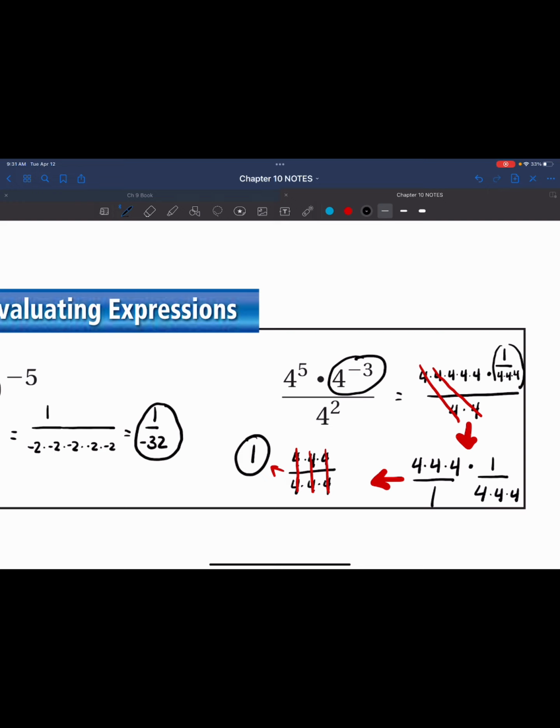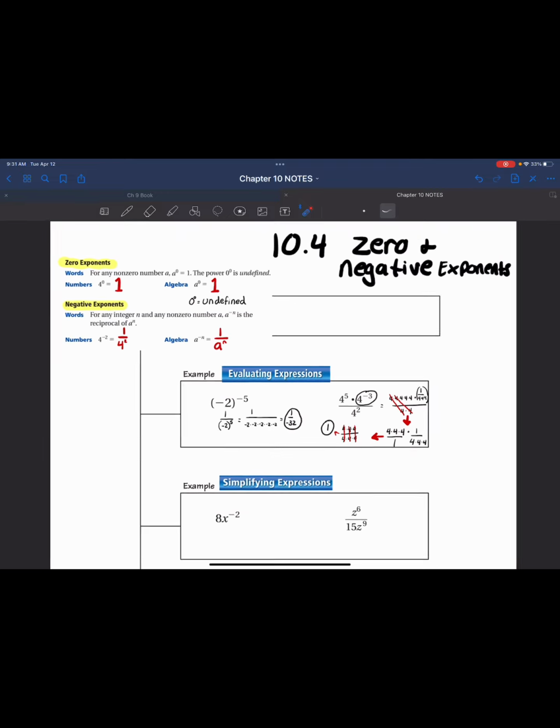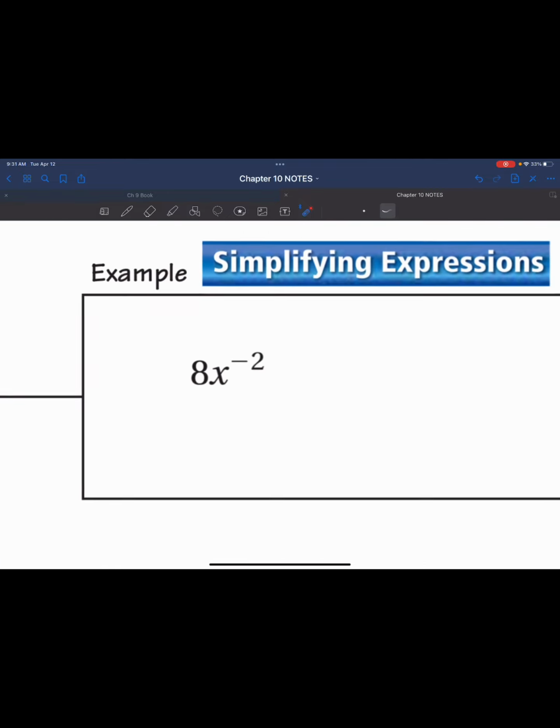Okay, so to make this make more sense to you, I like to turn them into something like this where I can see the 4s physically. It's really easy to do that if your exponents are smaller like these numbers are. However, if this was like 4 to the 98th and then 4 to the negative 16th, then it's not so nice because you don't want to draw that many 4s. But when it's little numbers like this, do this so that it makes sense to you, okay? Okay, let's move on. Simplifying expressions.